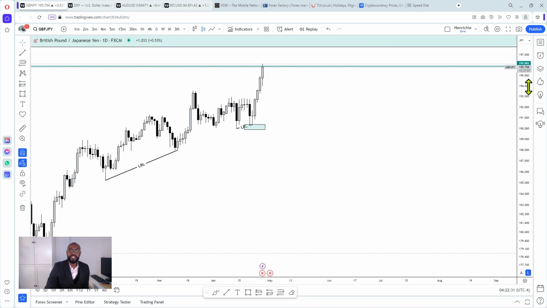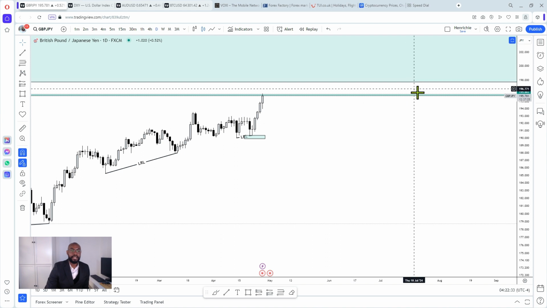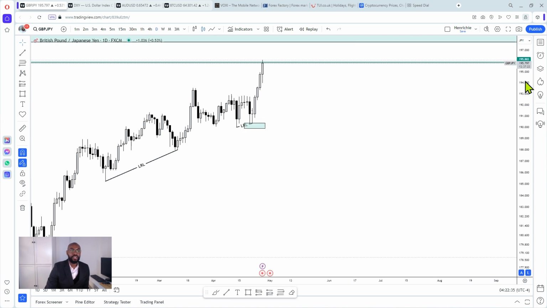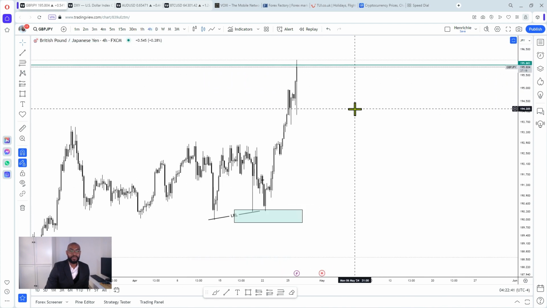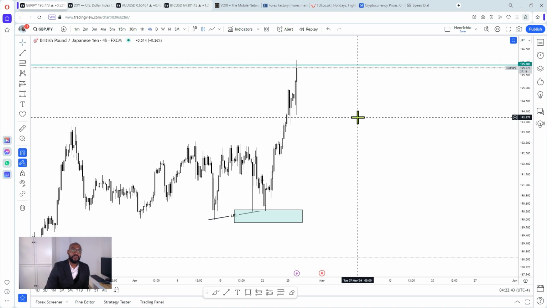And if for any reason we break a daily low, then I'm all eyes on looking for a daily and a potential 4-hour break of structure. So I'm working with daily or 4-hour break of structure.